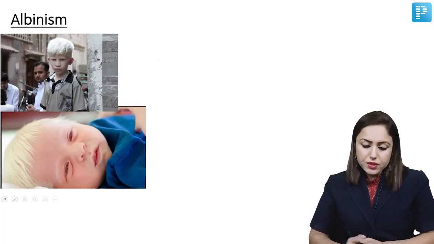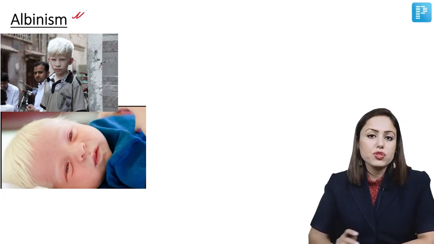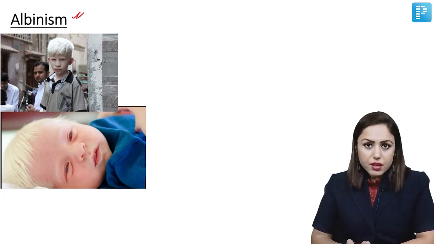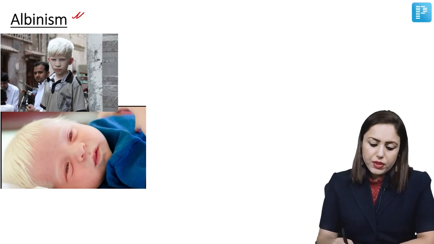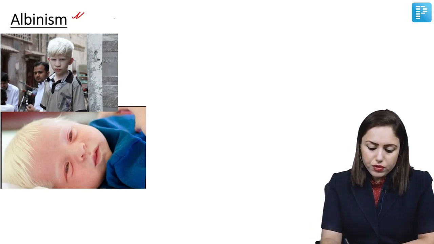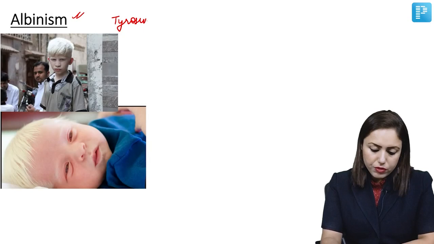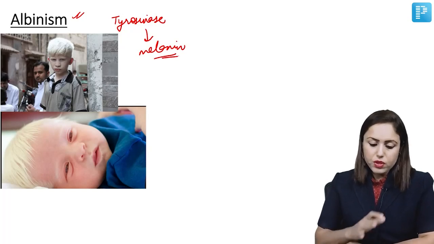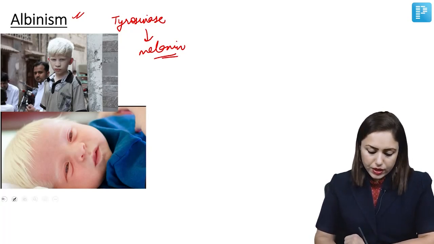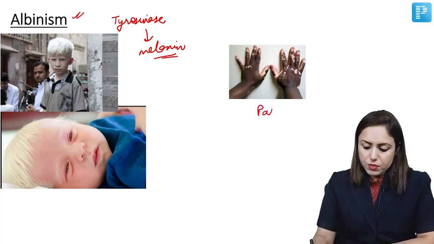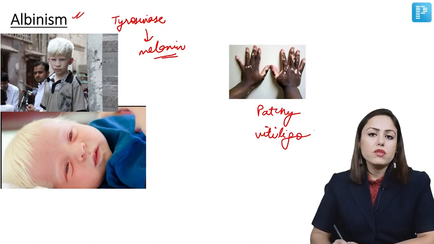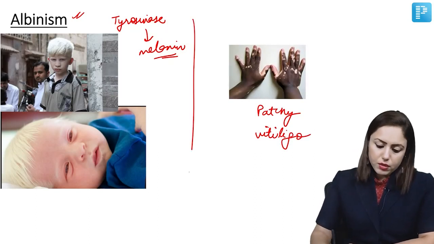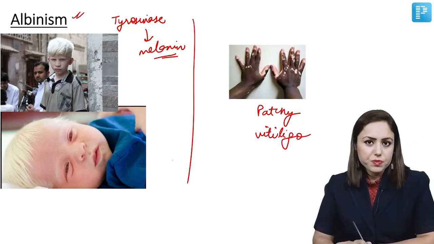Then let's see albinism, where patients have milky white skin, white hair, that is because of tyrosinase deficiency. This enzyme helps in formation of melanin pigment. Okay, so completely white skin and white hair. But if it is patchy skin, that is vitiligo. Patchy skin will be vitiligo, okay, and completely white will be albinism.